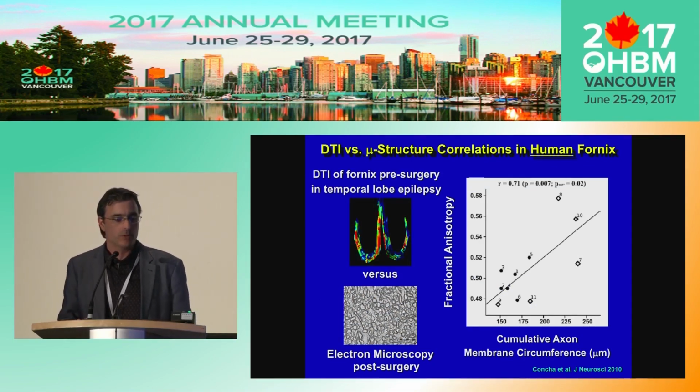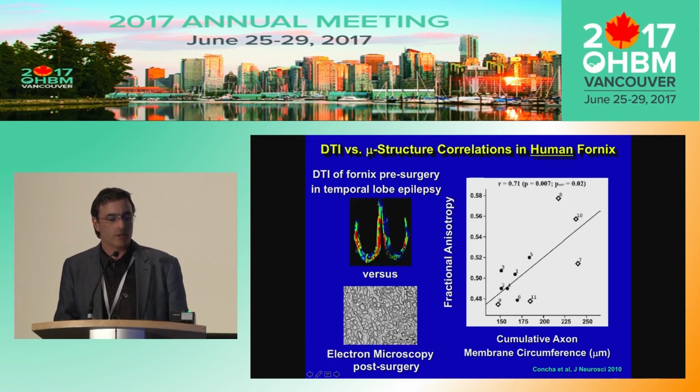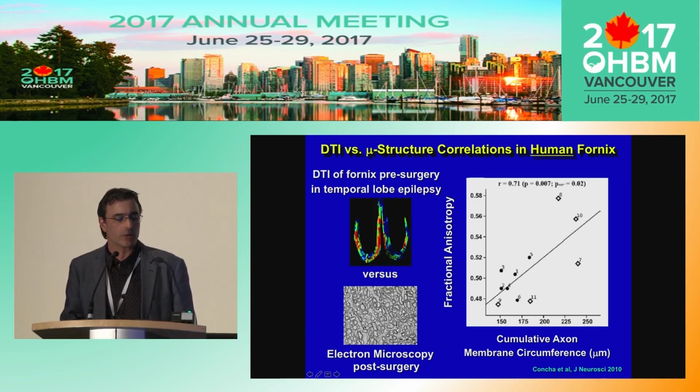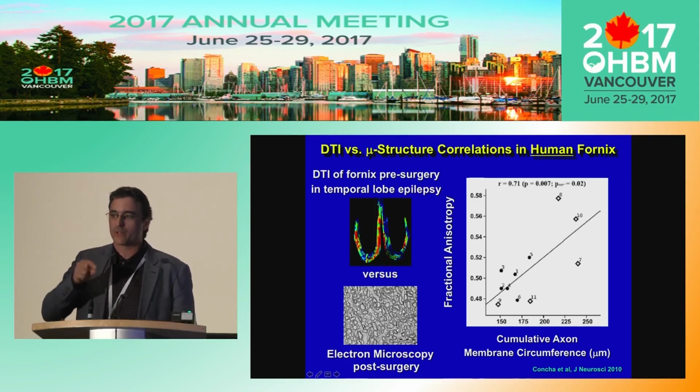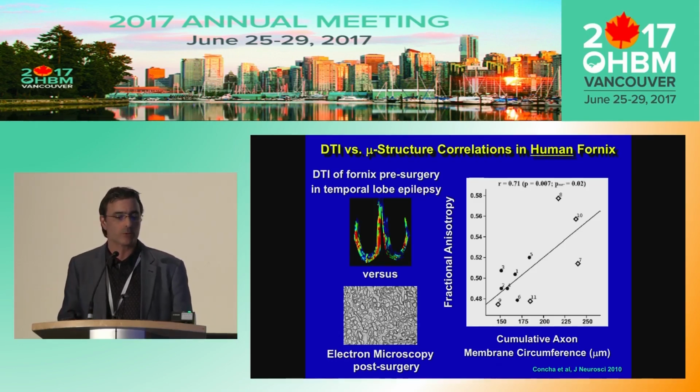What about human tissue? So this was a study that we did where we took advantage of the fact that temporal lobe epilepsy patients were going in for surgery and that we could get a piece of the fornix during surgery. And so what we did is we did DTI pre-surgery, and then we were able to measure anisotropy and other parameters. Then we did electron microscopy of that piece of fornix that was extracted during the temporal lobe epilepsy surgery and correlated the fractional anisotropy versus a bunch of different metrics, myelin content, and so forth.